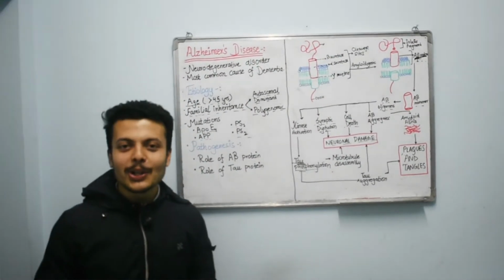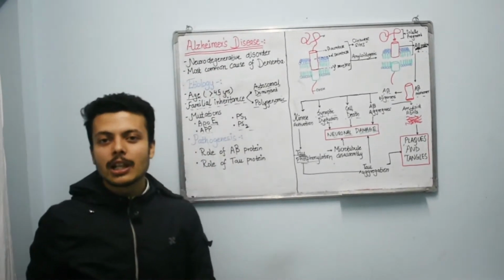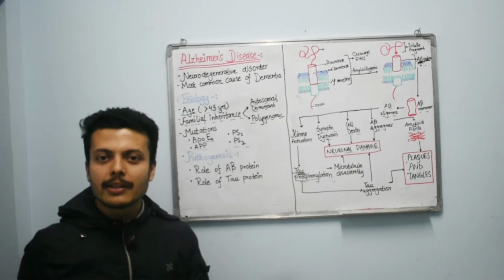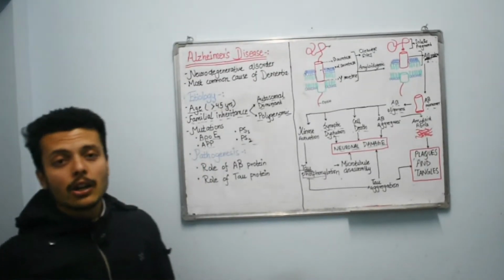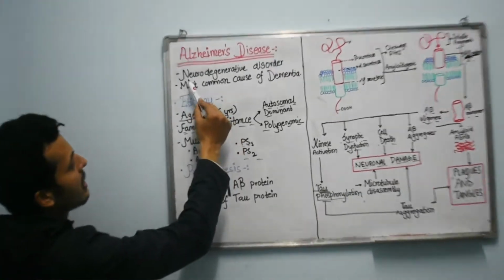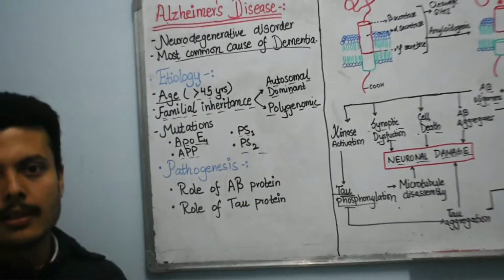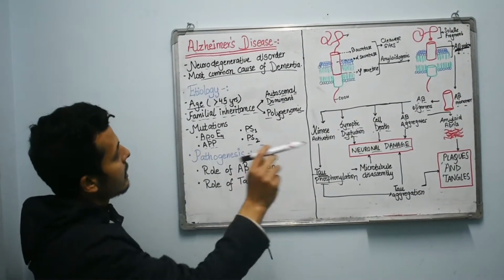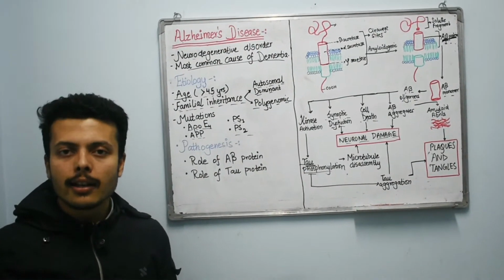And today we are going to learn about Alzheimer's disease. Under Alzheimer's disease we will learn about its etiology, its pathogenesis, its morphology, its clinical features and finally its management. Alzheimer's disease is a neurodegenerative disorder. Similarly, it is also the most common cause of dementia in older adults. And since it is a neurodegenerative disorder, there is progressive loss of functionally related neurons.